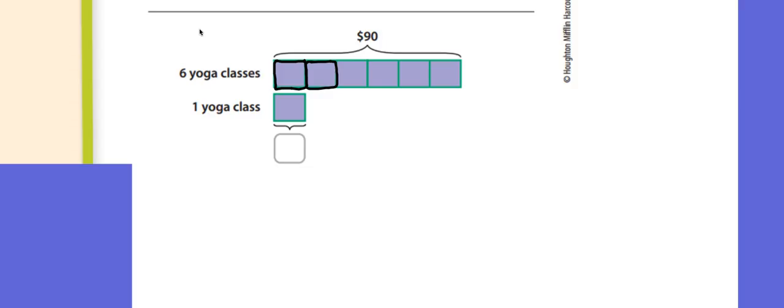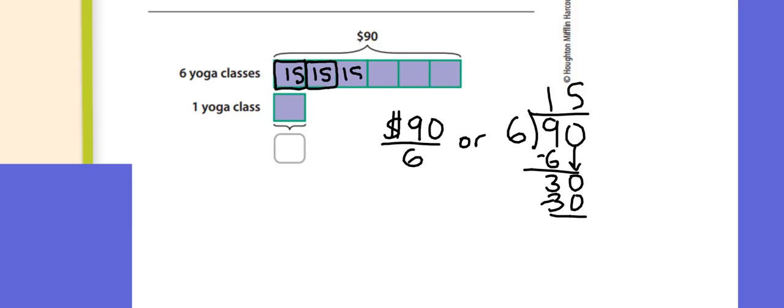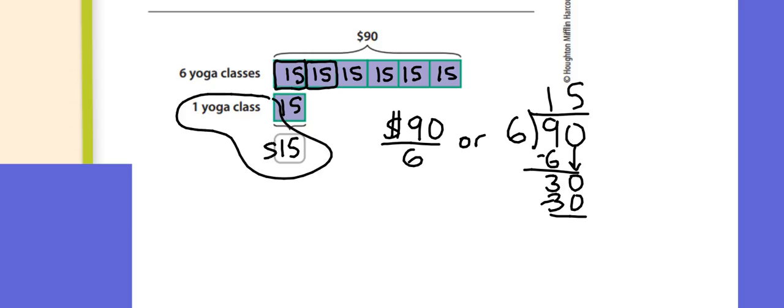So what I hope you see here is that this problem would be $90 divided by 6 classes, or $90 as the dividend divided by 6. And you would just simply divide 90 by 6. And you could use a multiplication chart, or you could use long division. 6 goes into 9 once. 6 goes into 30 5 times. And then what that tells us is that each of these blocks would be worth 15. In other words, 90 divided by 6 is 15. And then you can see the diagram down below. That means that 1 yoga class is $15.